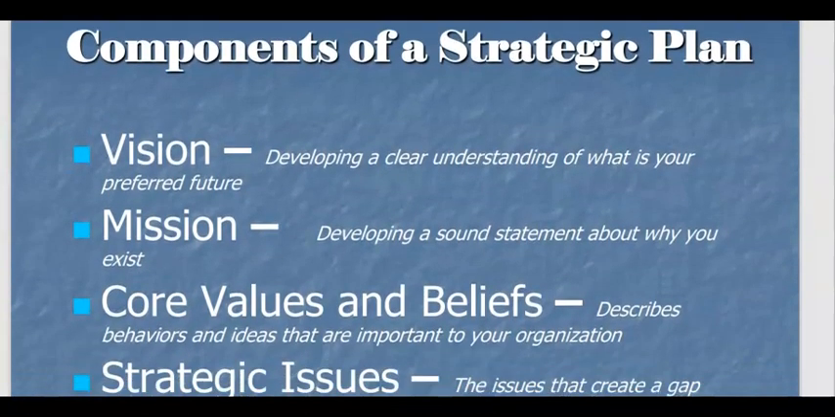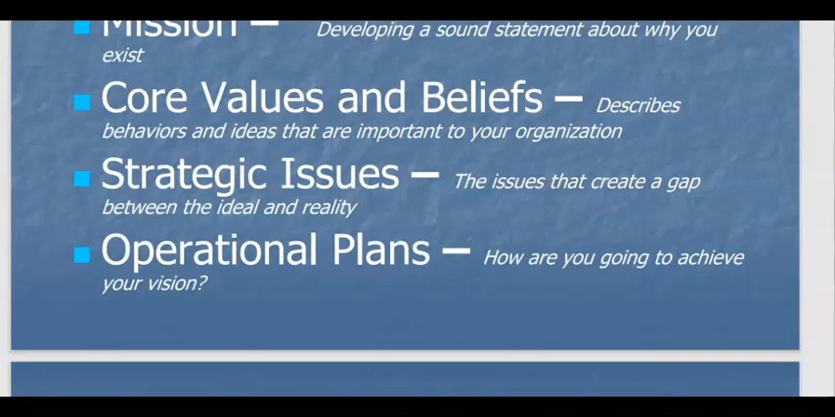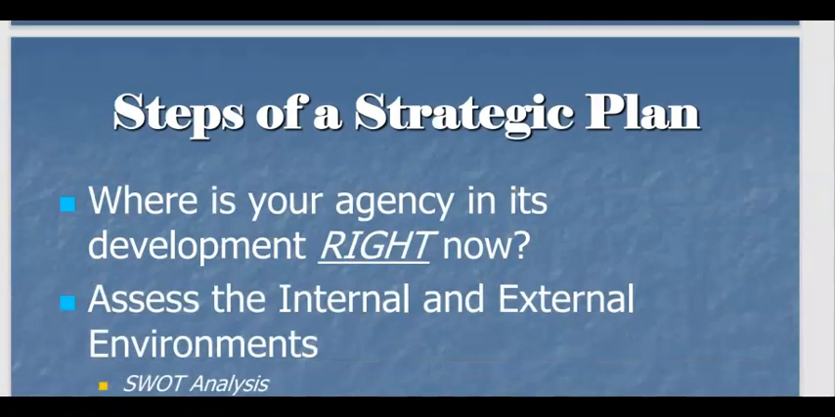What are some of the components of a strategic plan? The vision, developing a clear understanding of what is your preferred future. The mission, developing a sound statement about why you exist, or again, reconfirming that your mission is still relevant for today's times and into the future. To look at core values and beliefs, which describe behaviors and ideas that are important to your organization. Looking at strategic issues, the issues that create a gap between the ideal and reality, and operational plans. How are you going to achieve your vision?